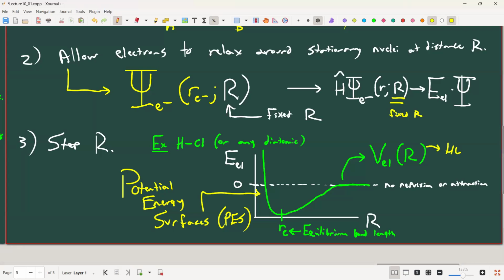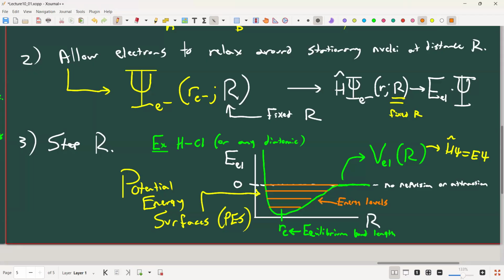Plug this into H psi equals E psi. Right? And what I should get out of this are energy levels that look like this. We should get energy levels out of this because we now have a potential that corresponds to different excitations of the bond.